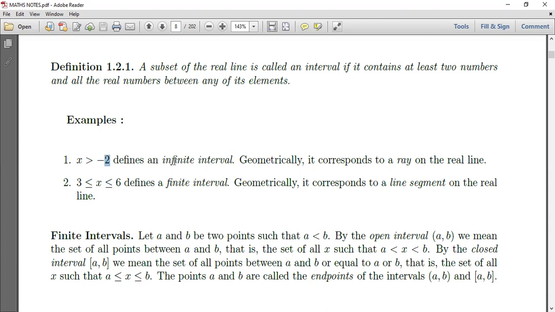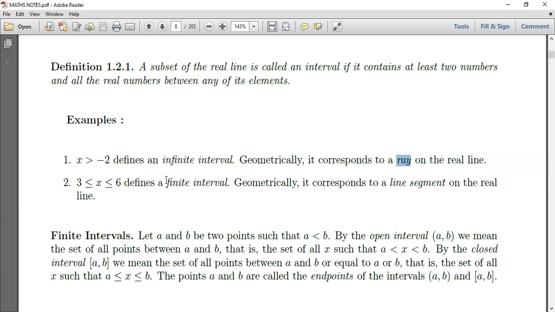Such intervals are called infinite intervals. For example, x is greater than -2. I'm talking of numbers like -1, 0, 1, 2, 3, 4, 5, going upwards. You can see there are infinitely many elements in that interval, and that interval is called an infinite interval. Geometrically, when I talk of an infinite interval, we are talking of a ray on a real line or real axis.